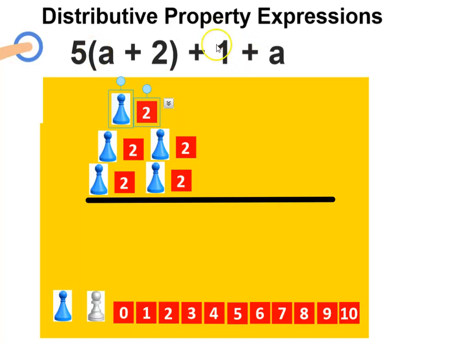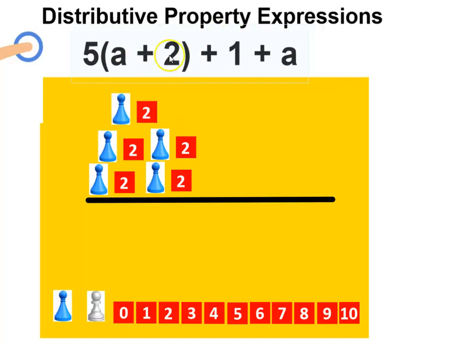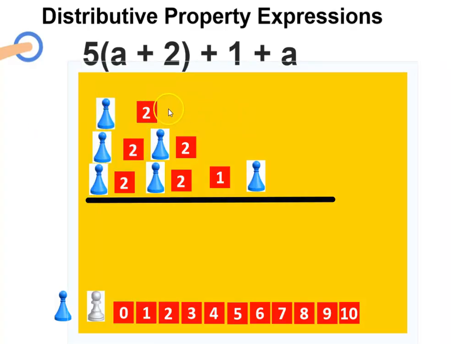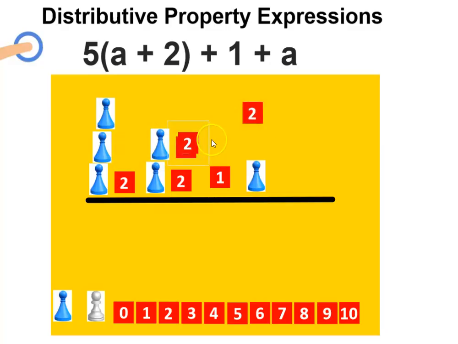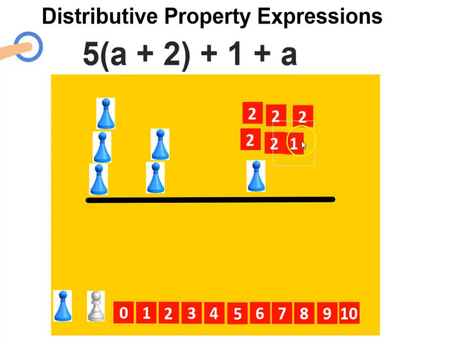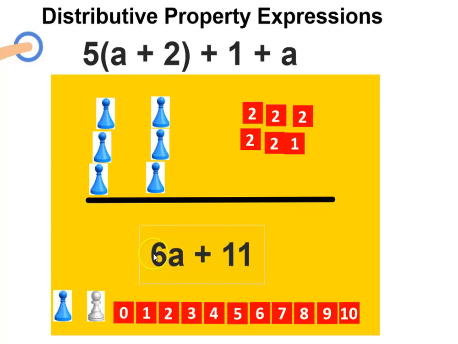And let's not forget that I also have hanging out here this 1 and 1 more A. So when I'm combining my like terms, putting all my A's together and all my numbers together, let's go do it real quick and see what we get. We've got all my 2's here. 1, 2, 3, 4, 5 of them makes 10, and one more makes 11. And I have 6 A's and an 11. So this expression simplifies to 6A plus 11.